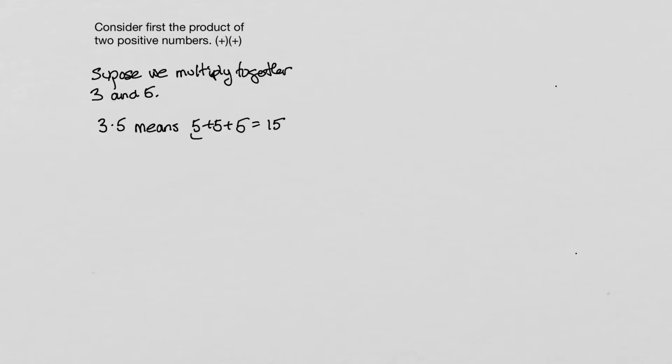And what we see here is that 5 appears 3 times, so that's why we say 3 times 5. And this suggests that 3 is positive, 5 is positive, and the result, 15, is positive. So this suggests that a positive times a positive is positive.